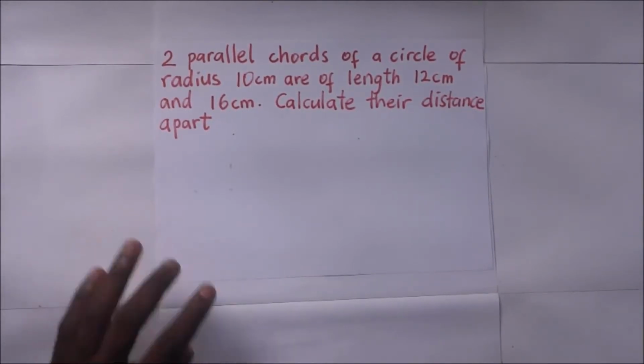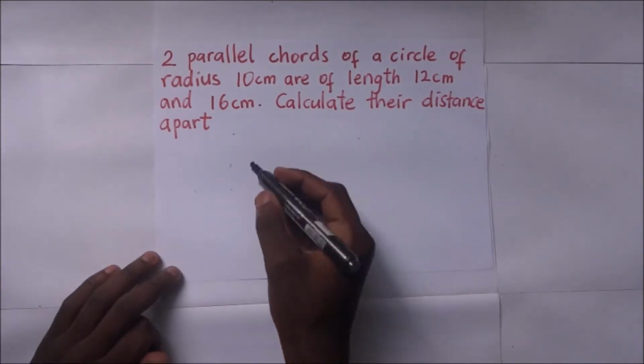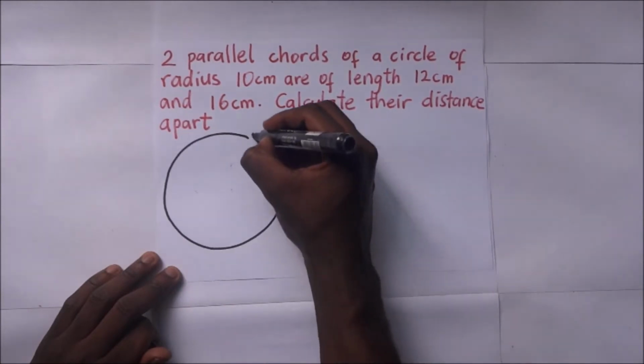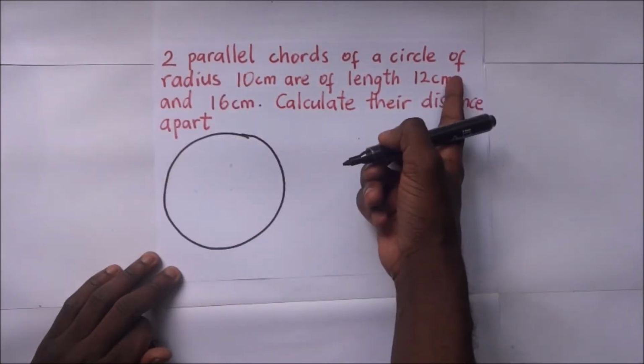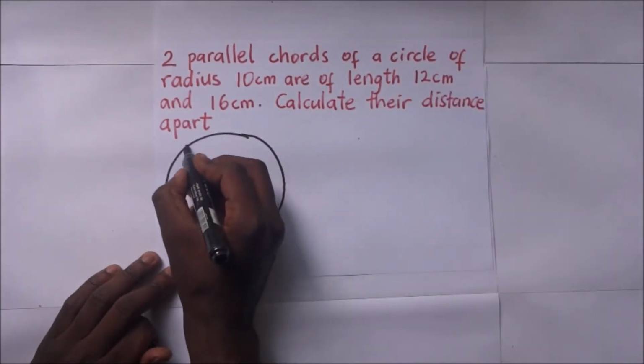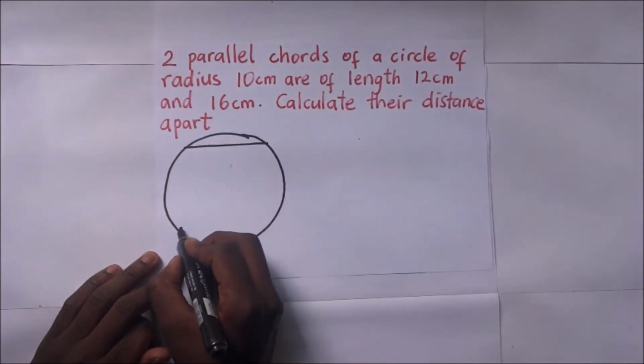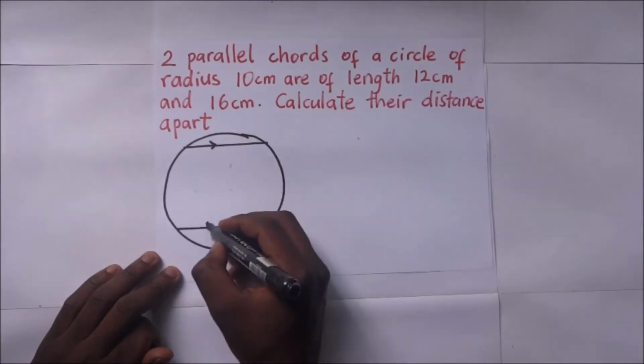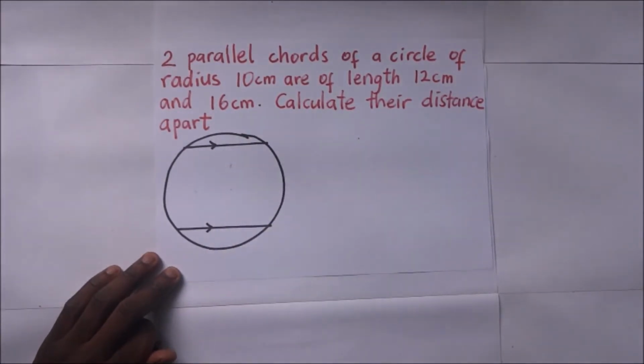Two parallel chords of a circle of radius 10 centimeters are of length 12 centimeters and 16 centimeters. Calculate their distance apart. Let's draw a sketch. We have a circle. Two parallel chords of a circle. So we have two chords that are parallel. We have the chord up there and the chord down there. They are parallel, so it means they never meet.